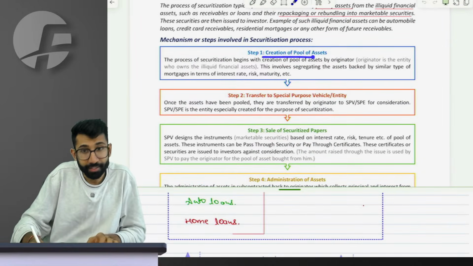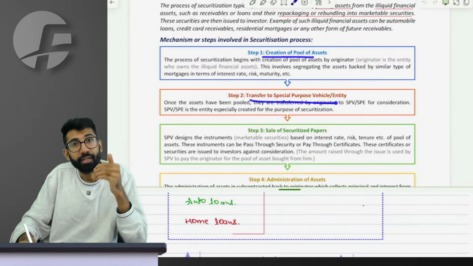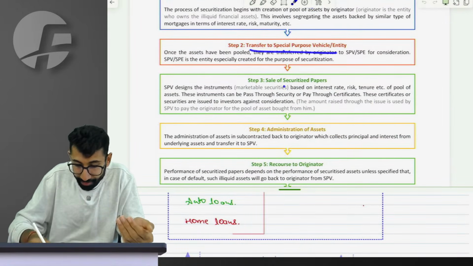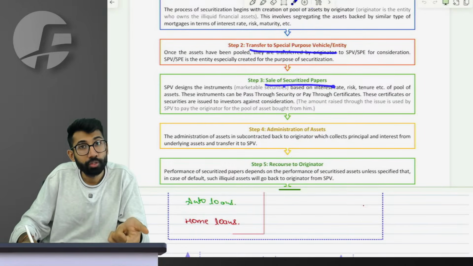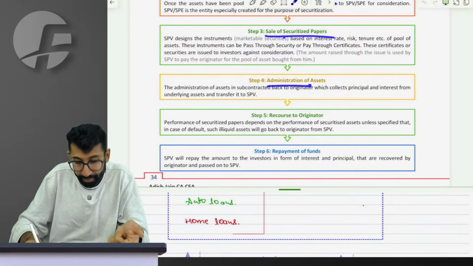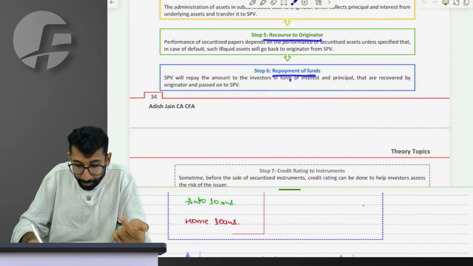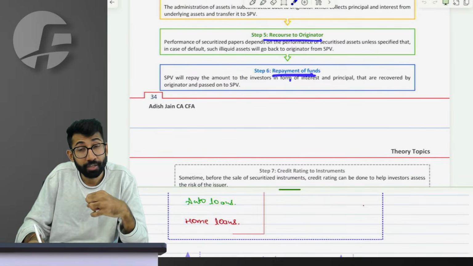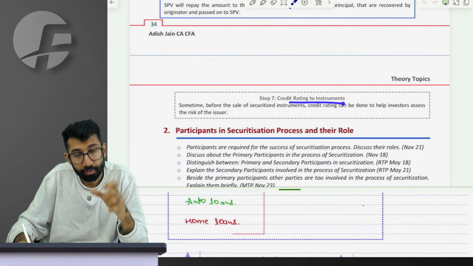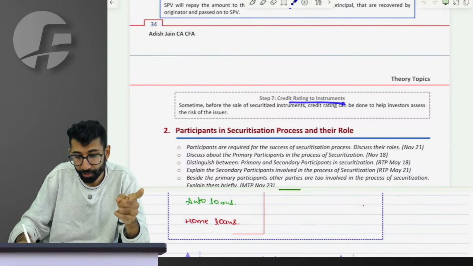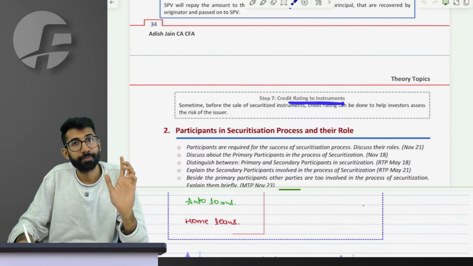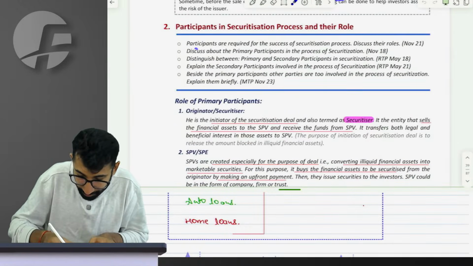Creating a pool of assets, then transferring it to the SPV, then the SPV selling it to the investor through papers, then administration, then recourse to the originator, then repayment of the fund as the SPV recovers it from the obligor through the originator, then credit ratings. Perfect. Which are the participants?